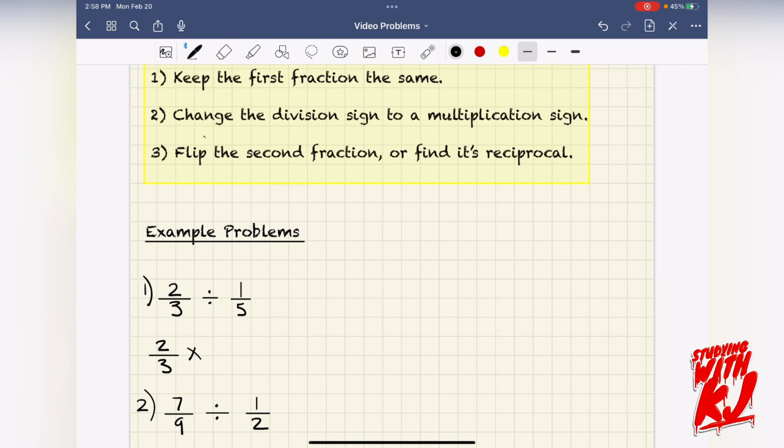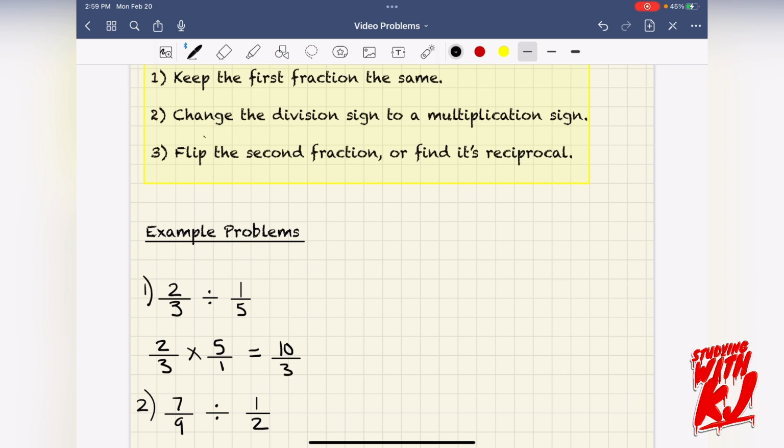Step 3 reads flip the second fraction or find its reciprocal. So let's change 1 over 5 to 5 over 1. And now we can go ahead and multiply both of our fractions. So let's first multiply our numerators. So 2 times 5 is 10. And let's multiply our denominator. So 3 times 1 is 3.